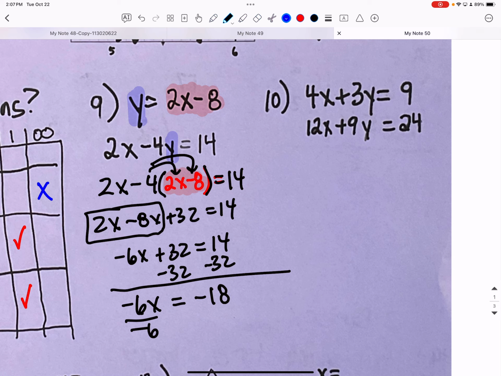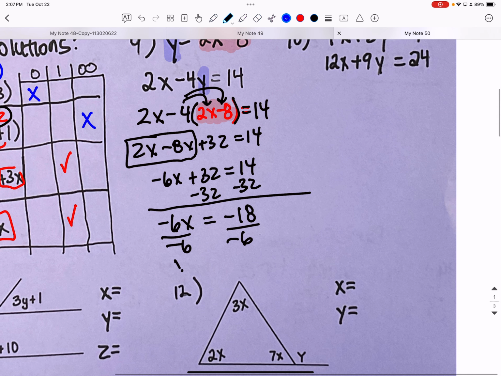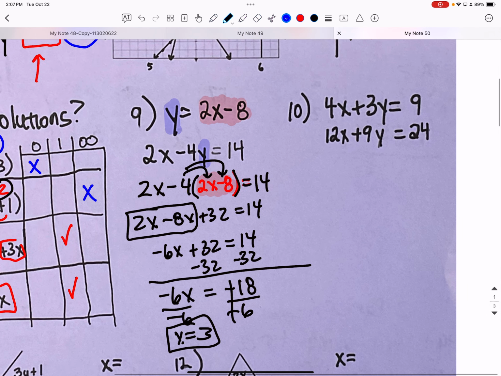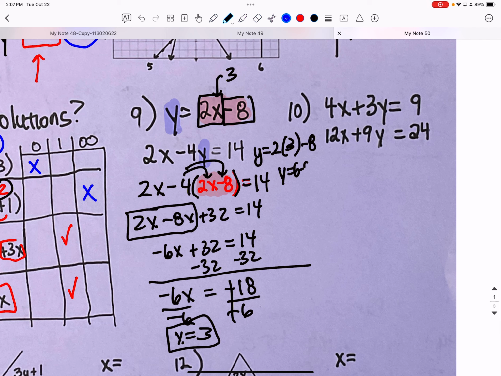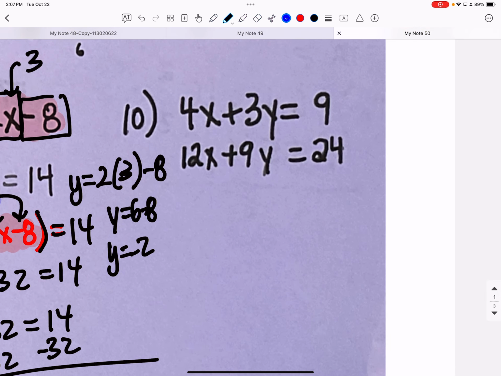Divide by negative 6. x equals positive 3 because the negatives cancel out. So positive 3 is what x is. So if x is positive 3, in my head I can do 2 times 3 is 6, minus 8 is negative 2. So I could do y equals 2 times 3 minus 8. y equals 6 minus 8. y equals negative 2. Okay, next one.